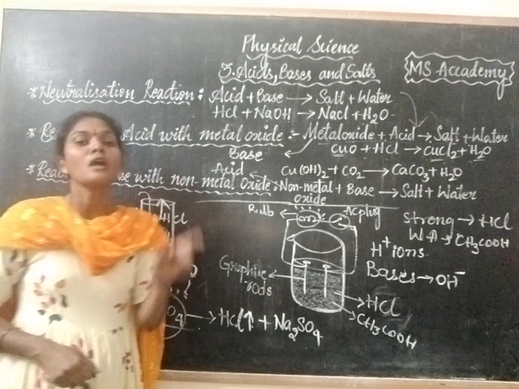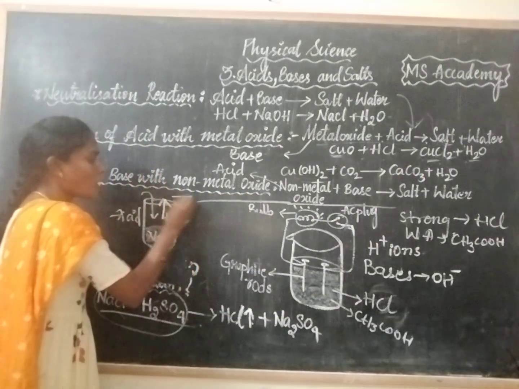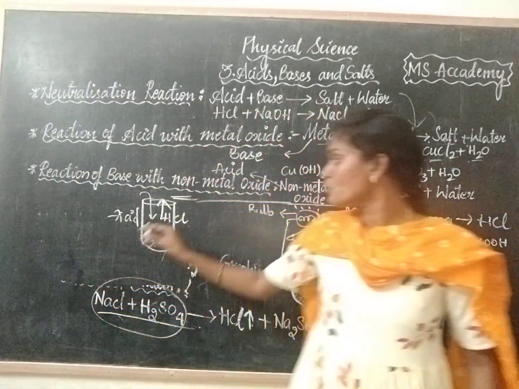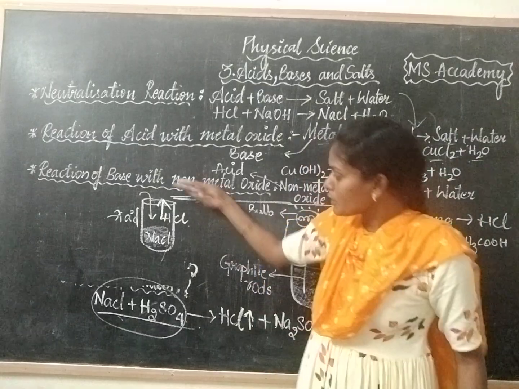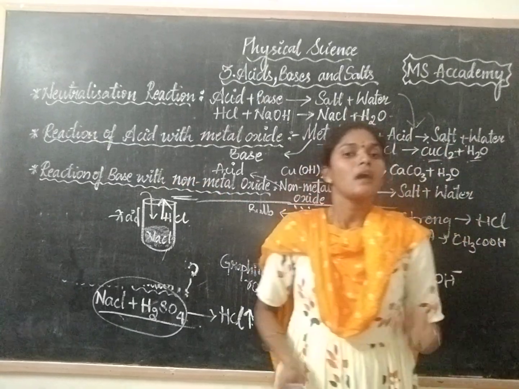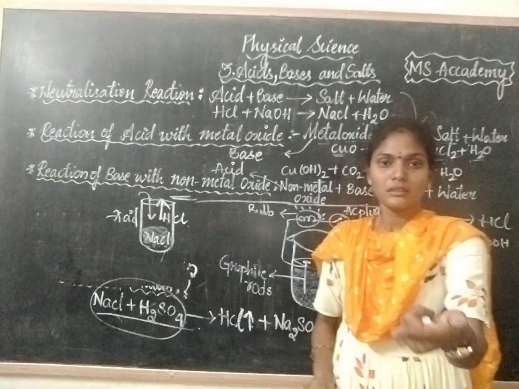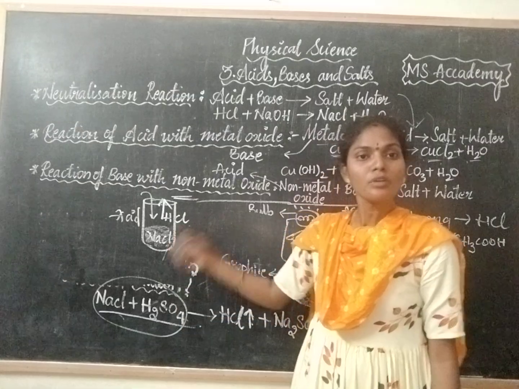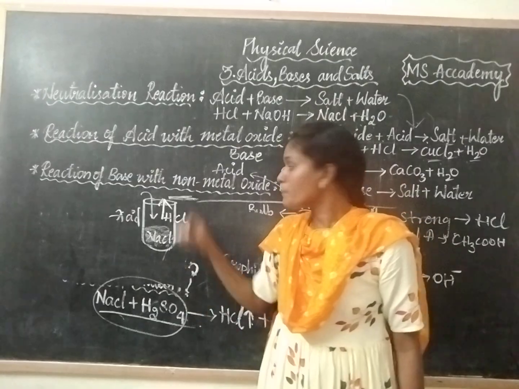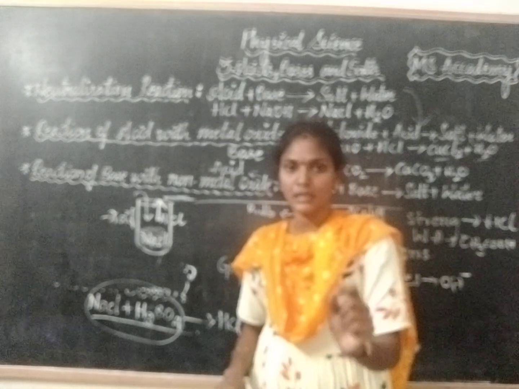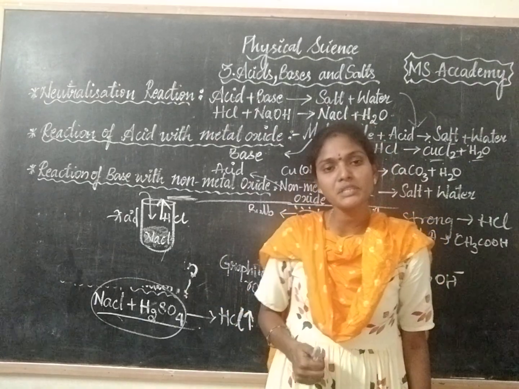Now I am taking a blue litmus paper and I am keeping it on the top, on the mouth of the test tube. If I keep a blue litmus paper on the mouth of the HCl, actually it has to change from blue to red. Yes or not? It has to change from blue to red. But when I keep the blue litmus paper on the mouth of the test tube, the blue color will not change to red color. Why will the blue color not change to red color?